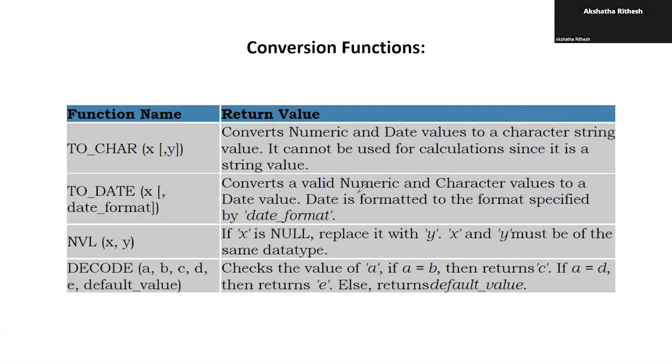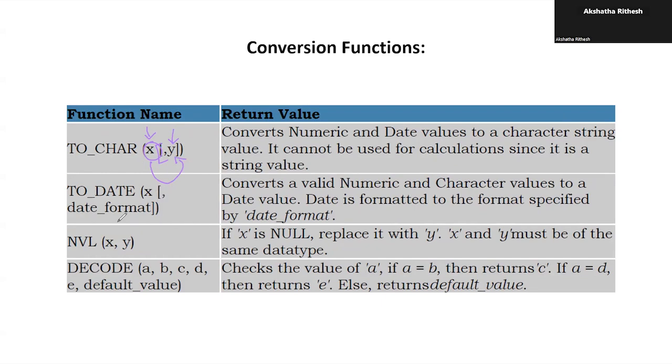Next is conversion functions. So how are we going to use these conversion functions? We have TO_CHAR(X, Y): this is the format, the syntax. It converts the numeric or date value to a character string value. So this is the value you want to convert, and this is the format you want it converted to. So this particular X will be converted into this particular format. When we see an example, it will be clear.